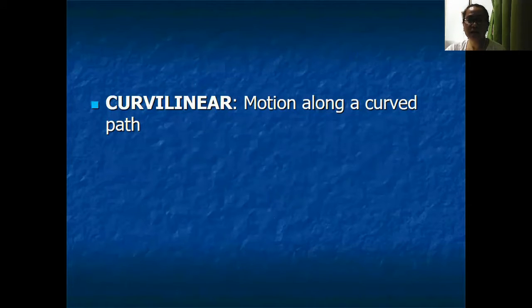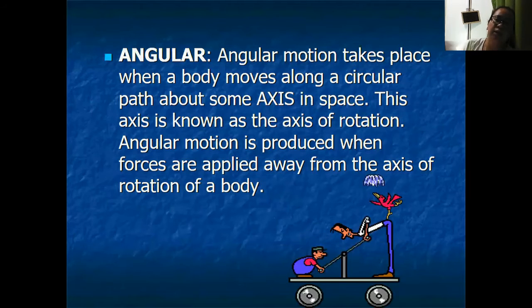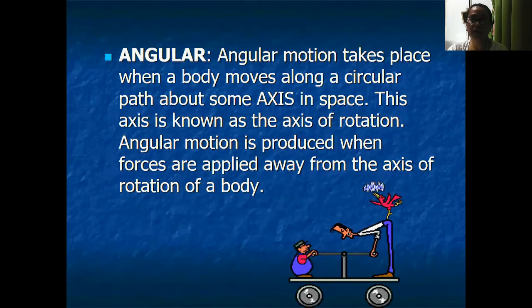When you say curvilinear, these are motion along a curved path. This is when the movement is already being applied. Then when you say angular, from the word angle itself, angular motion takes place when a body moves along a circular path about some axis in space. This axis is known as the axis of rotation. Angular motion is produced when the forces are applied away from the axis of the rotating body.